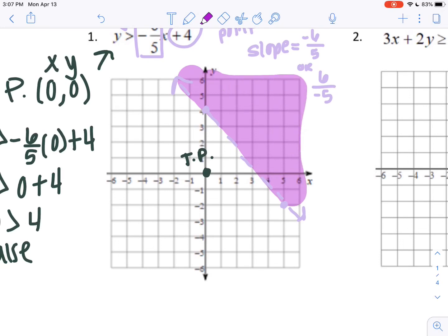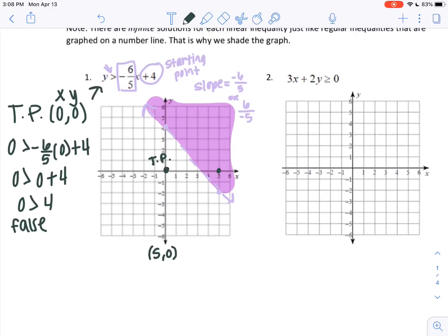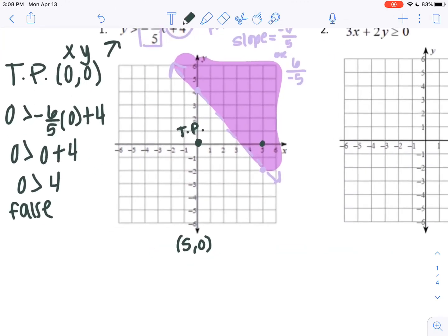Okay, that means the area that I shaded, I could pick any point from that area and I will have a solution to my inequality. So let's just pick a random one so you believe me. So I have, let's pick 5, 0. You don't have to do this. I'm just trying to prove to you that the area that I shaded contains all these solutions that'll make the inequality true. So I just pick 5, 0 from the shaded area.